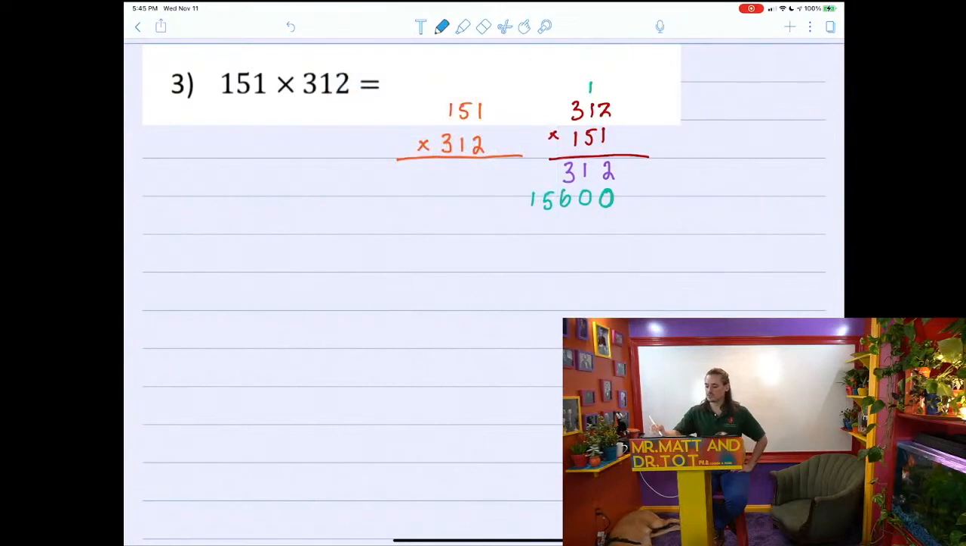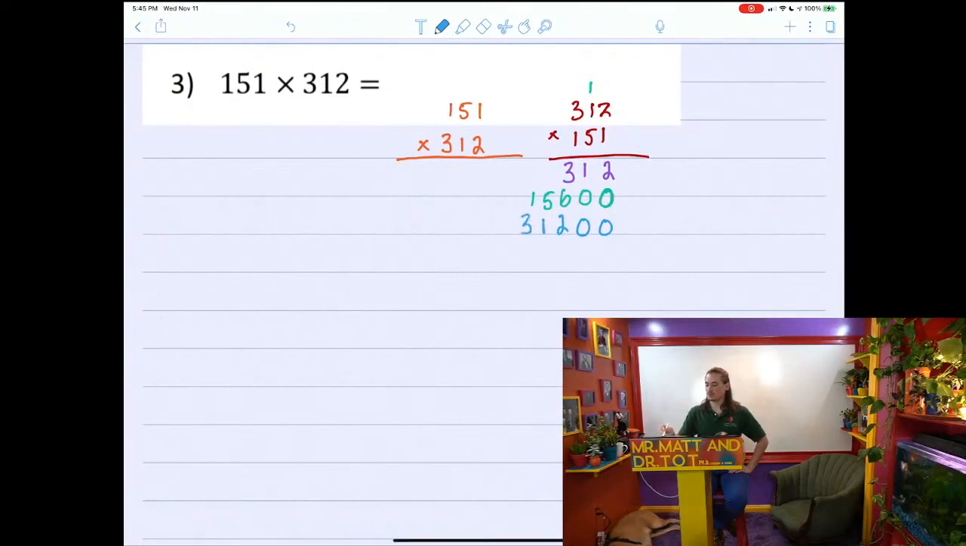Let's move on to the hundredths value. So we need 2 place markers of 0. The digit in the hundreds value is 1. 1 times 2 is 2. 1 times 1 is 1. 1 times 3 is 3.